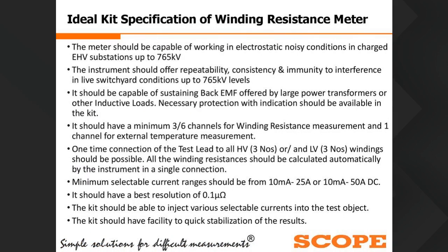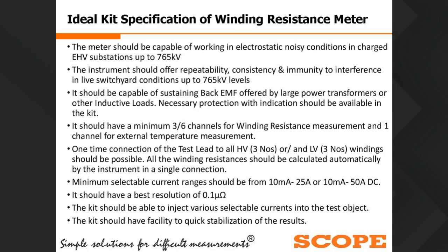Now the conclusion is how to select a transformer winding resistance kit and what their ideal specifications are. I recommend the following specification that users can get. The instrument should be capable of working in an electrostatic noisy condition in a charged EHV substation, up to 765 kV. If the substation is up to 765 kV, then the instrument should offer repeatability, consistency and immunity to interference in live switchyard conditions up to 765 kV levels.